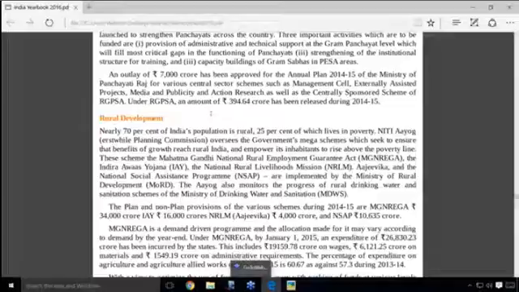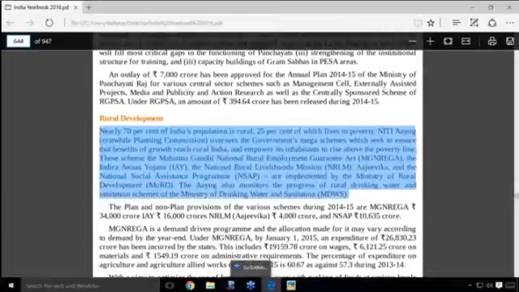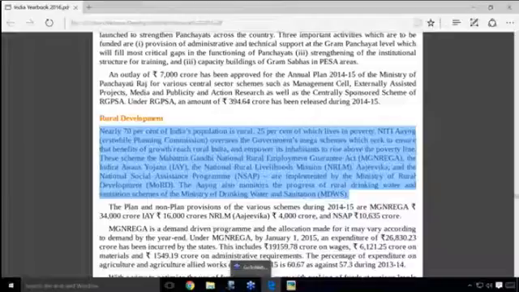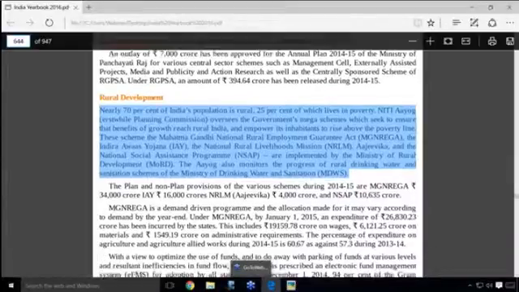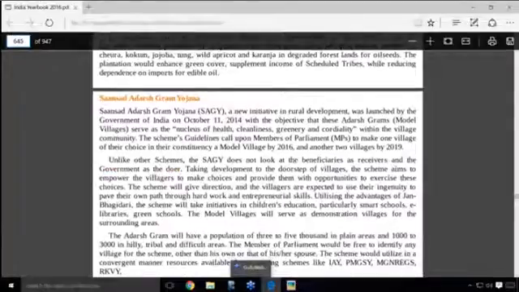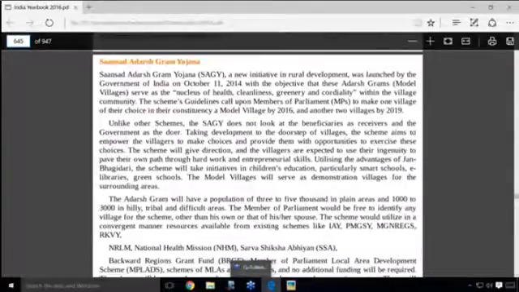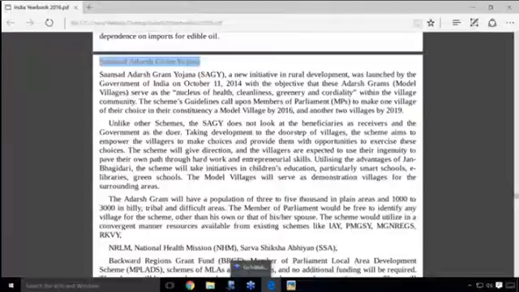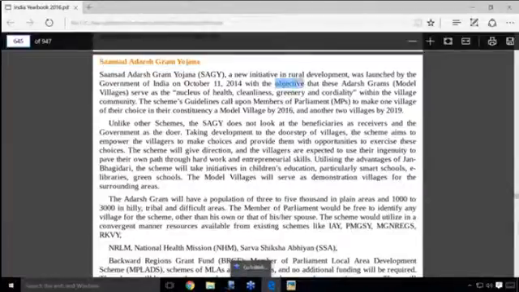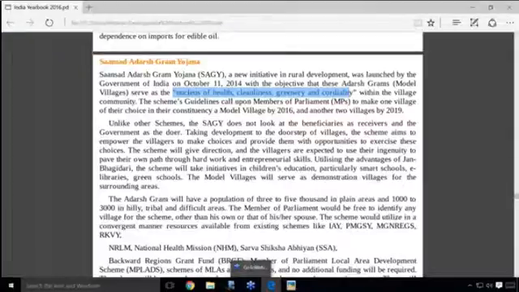Can you see rural development? Yep. Just see the first paragraph. So what are the national social assistance programs that they are undertaking? Then see page 715, Sansad Adarsh Gram Yojana. So what is the objective of Sansad Adarsh Gram Yojana? It should be a nucleus of health, cleanliness, greenery and cordiality. I hope you are aware of Sansad Adarsh Gram Yojana.